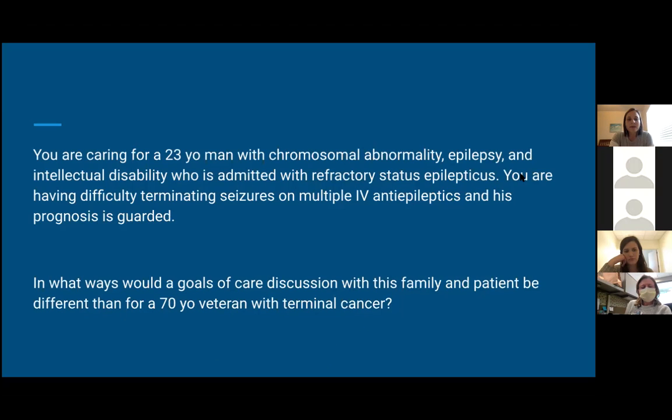Okay, and so then moving on with our same case, this 23-year-old man with epilepsy who is in refractory status epilepticus. So we're thinking of initiating a goals of care discussion with this family, and just want to consider what are the ways that this goals of care discussion would be different for this patient versus, let's say, a 70-year-old veteran with terminal cancer, who I think is a more typical patient that we might encounter a goals of care discussion with on internal medicine. So what ways can you think of that this goals of care discussion may be unique?